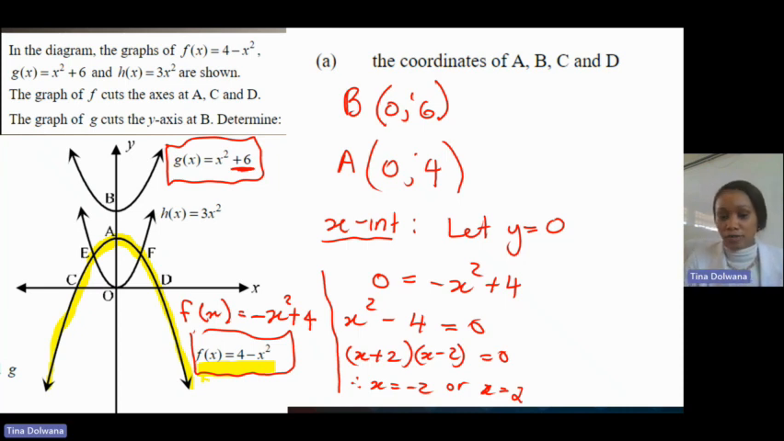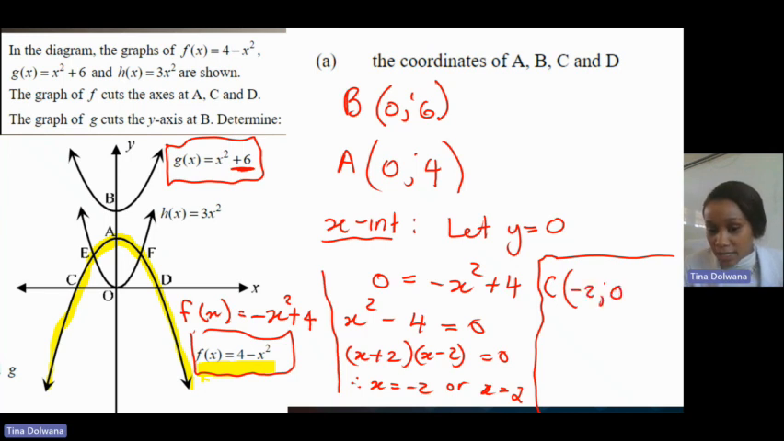Now you can just decide from there which one will be which. So C cannot be positive 2, so definitely take the negative 2 and 0. As you can see, x is negative 2, and then y is 0, which makes sense. It's the x-intercept. And D will be positive 2 and 0.